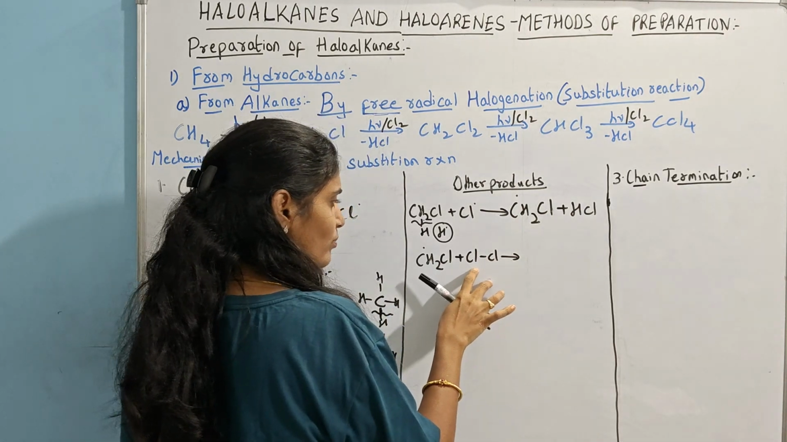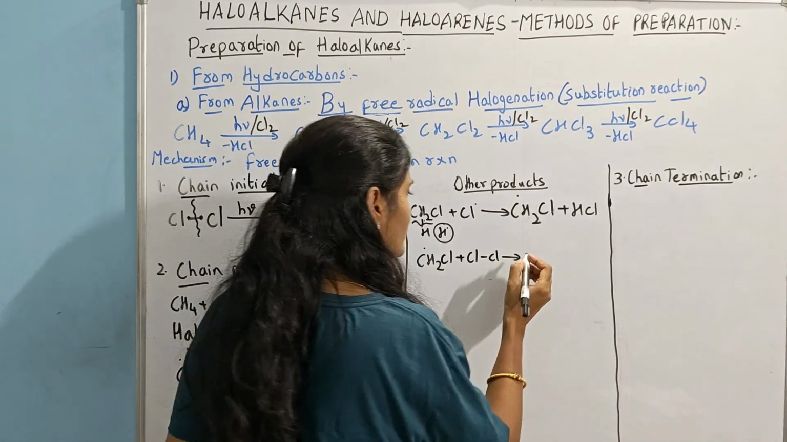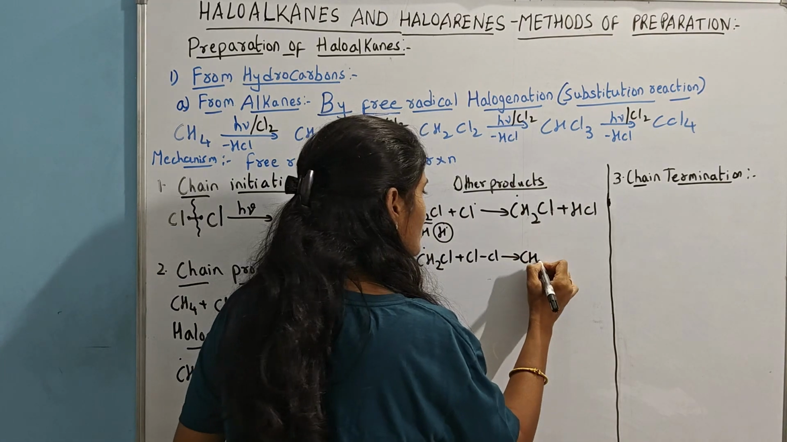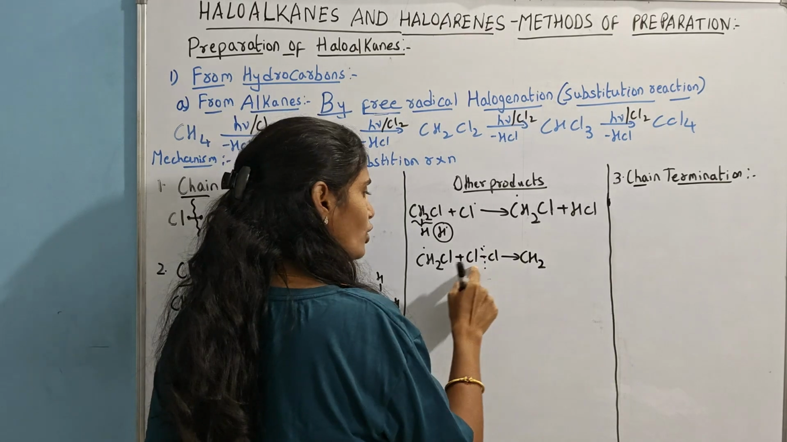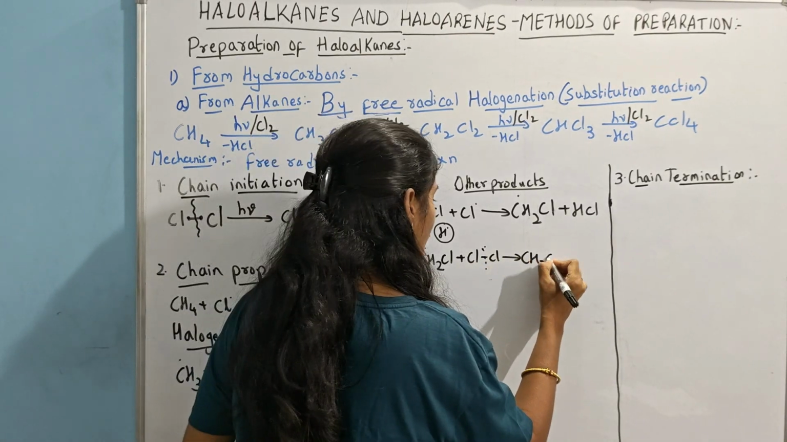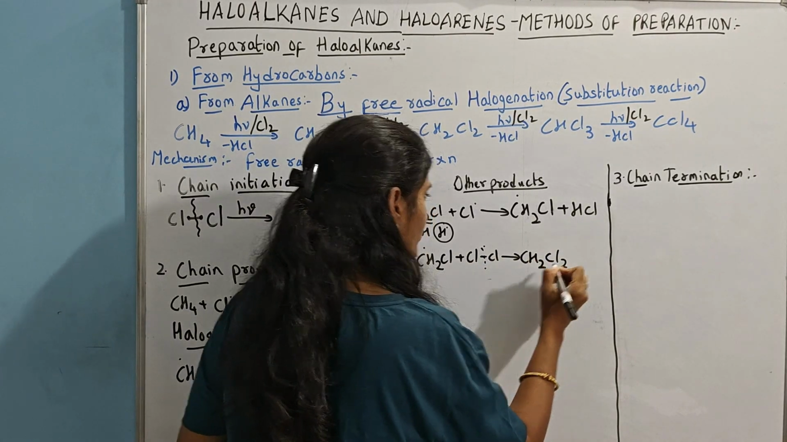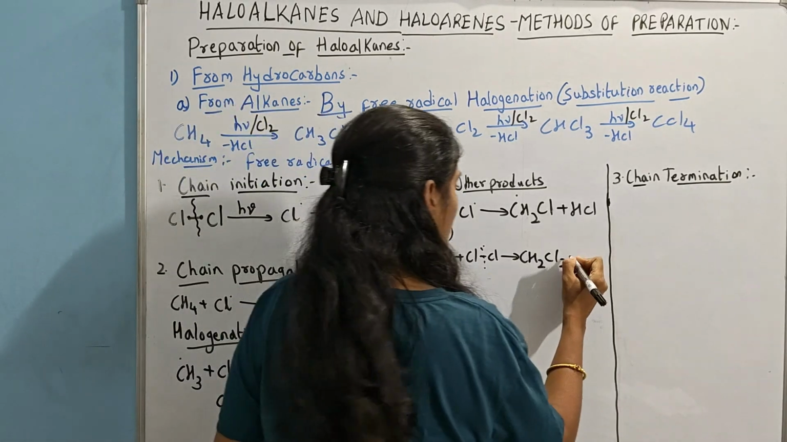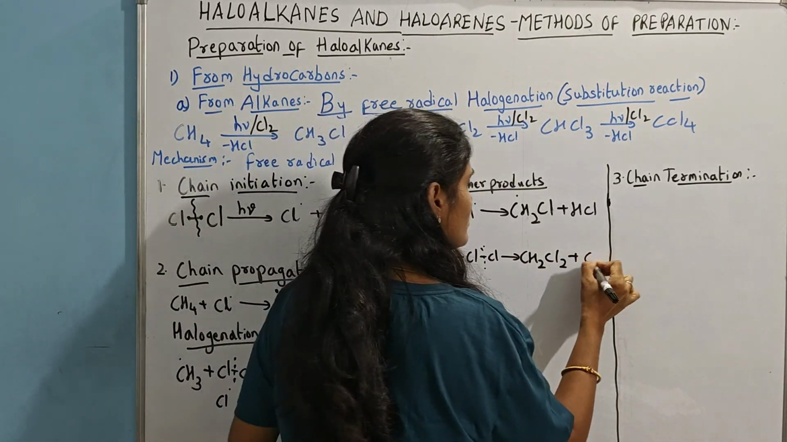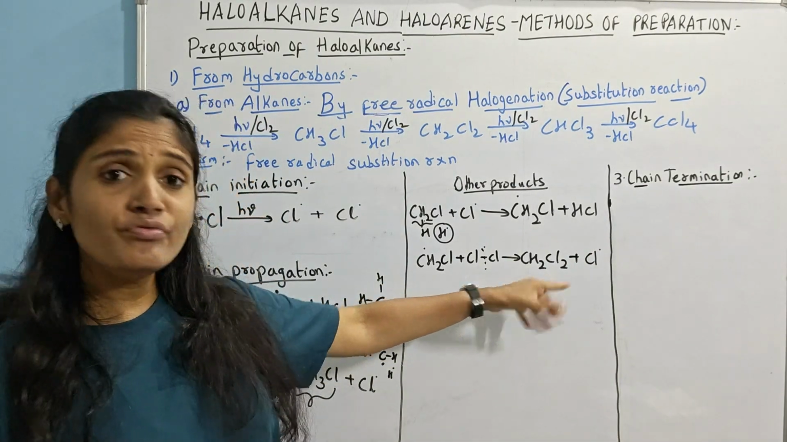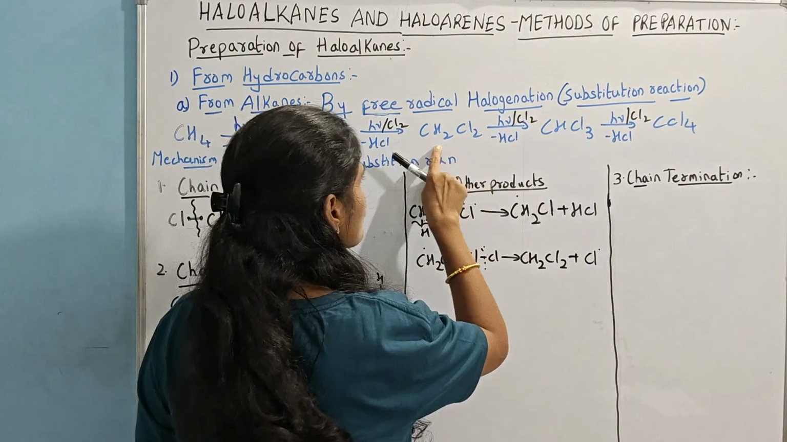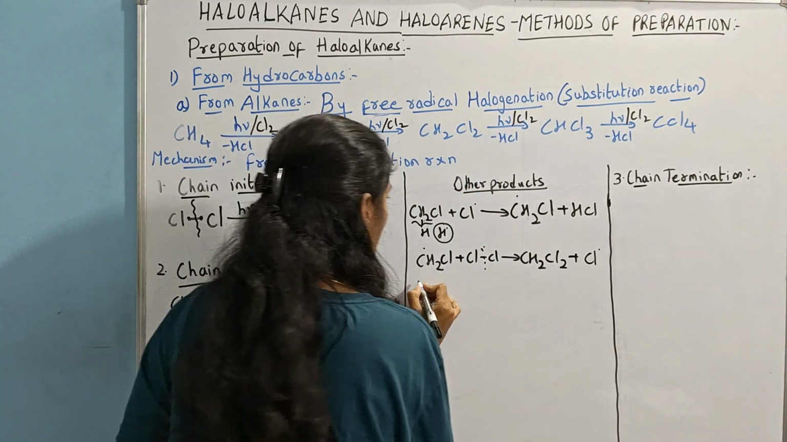Now this bond will break here. So what will I get here? I will get my CH2, and from this bond breaking I will get Cl dot. Now I will get my CH2Cl2 plus, from here, my Cl free radical. Now, is the reaction stopping here? No, the reaction is not stopping there.